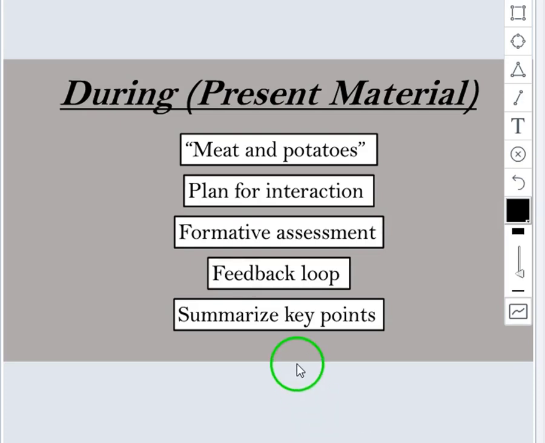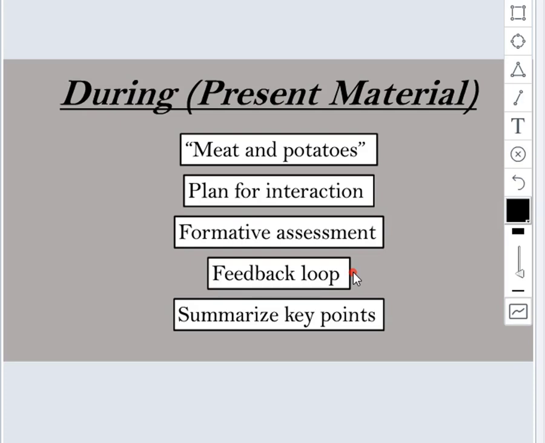You also want to plan for formative assessments. This can be anything as simple as just walking around the room and making observations and making little comments about student work or group work or just really anything, but you want to make sure that you're planning for that in your lesson. You want to begin the feedback loop here, and we'll talk about what the feedback loop is, starting here and then ending with the after segment of the lesson.